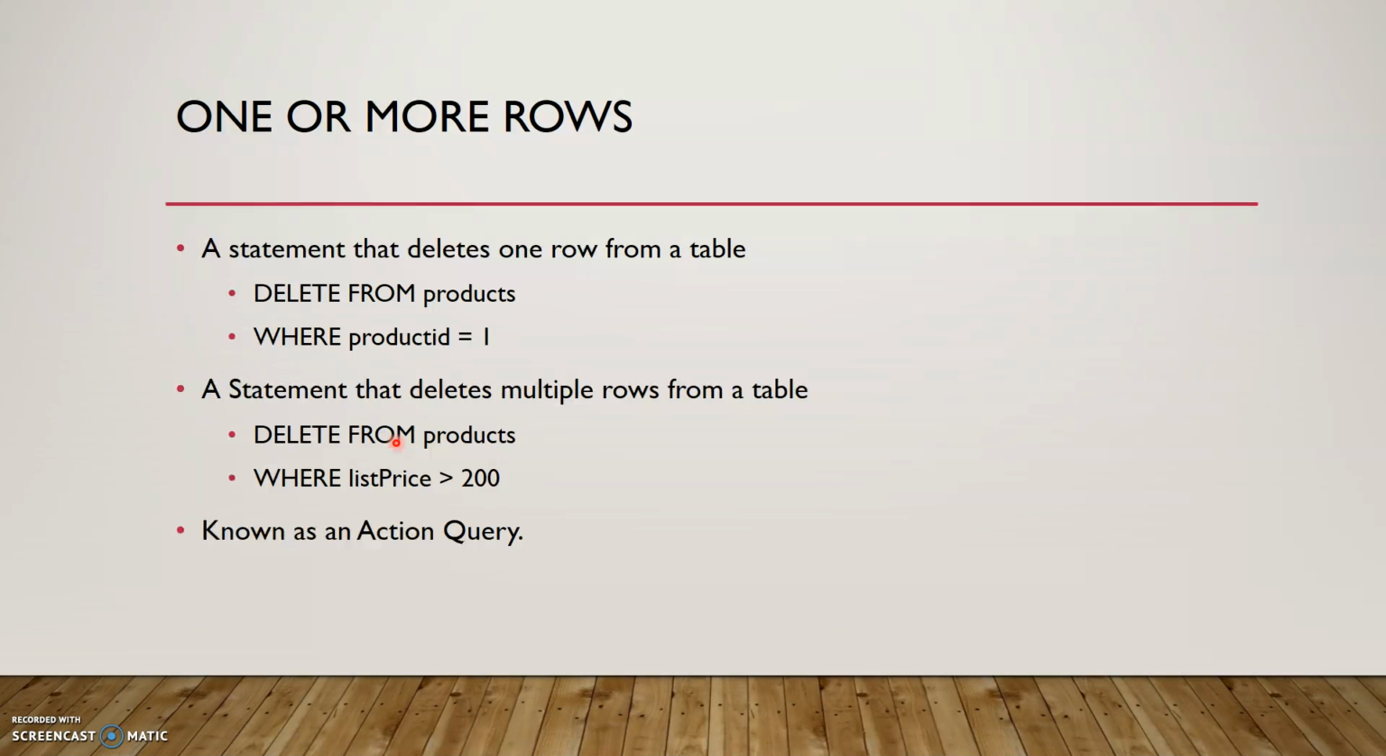For deleting one or more rows, a statement that will delete one row from a table is DELETE FROM products WHERE product ID equals 1. I'll show more detailed examples later on. This is a general overview here. Or a statement that deletes multiple rows from a table: DELETE FROM products WHERE list price is greater than 200. So everything in the table that has a higher list price than 200, let's say there's 5 of them, it would delete all 5 of those.